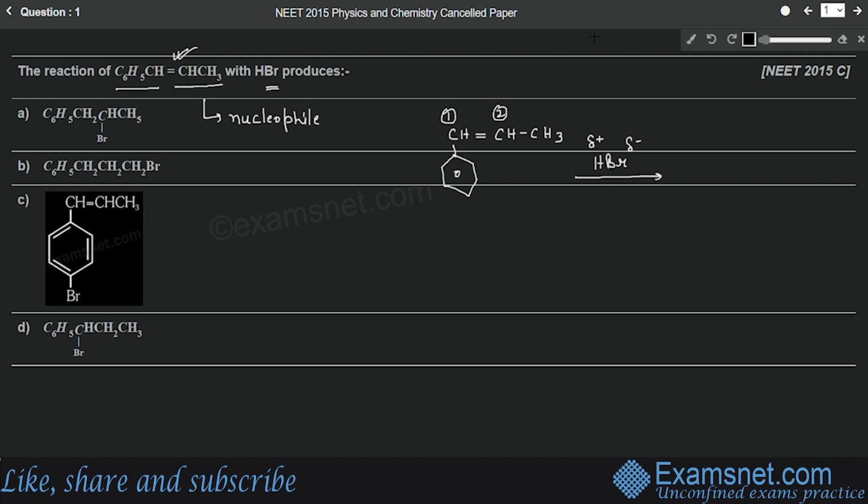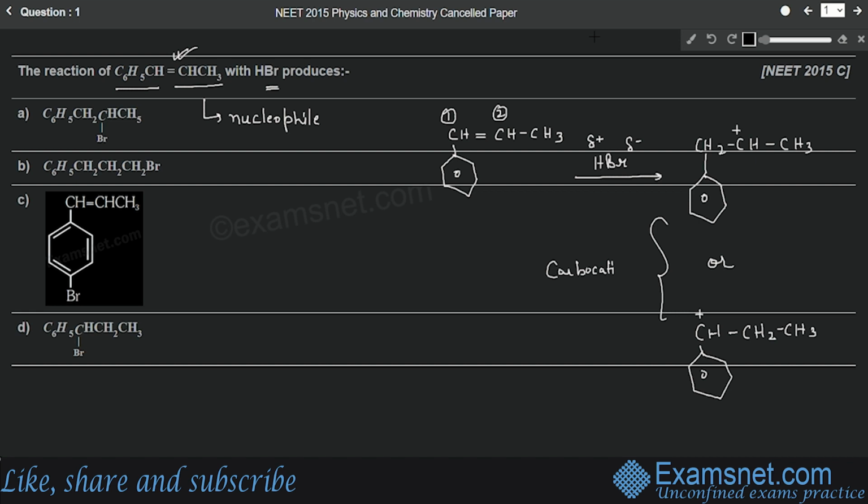If it gets attached to carbon number 1, then the product will look something like this. It will be the carbocation, CH2, CH, and here a positive charge, and then CH3. These are the intermediates. And the other type of carbocation that can be formed is when this hydrogen gets attached to carbon number 2. So it will look like this. This is the benzyl group. Here we have CH and a positive charge, and the hydrogen has got attached to the second carbon, so CH2 and then CH3. These are the different types of carbocations that can be formed.